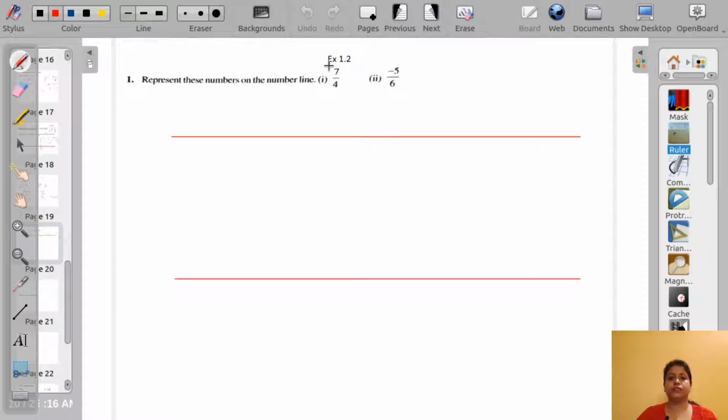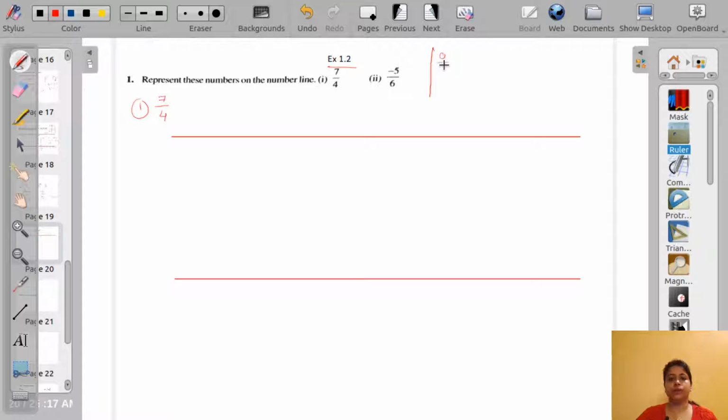Now come to exercise 1.2. Represent these numbers on the number line. So number 1 is 7 by 4. So as we have discussed, first what we have to do is find two whole numbers between which 7 by 4 lies.